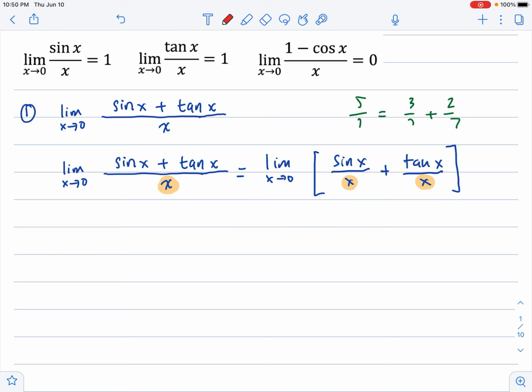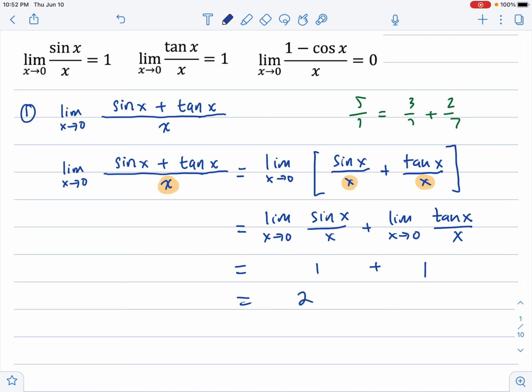So this is a limit of a sum, which means that I can rewrite this as the limit as x approaches 0 of sine x divided by x plus the limit as x approaches 0 of tangent x divided by x. And kita natin dito that the limit of sine x divided by x is equal to 1. So this is equal to 1. And kita rin natin dito that the limit of tangent x divided by x as x approaches 0 is equal to 1. And 1 plus 1 is of course equal to 2.